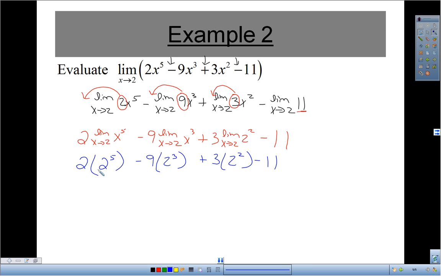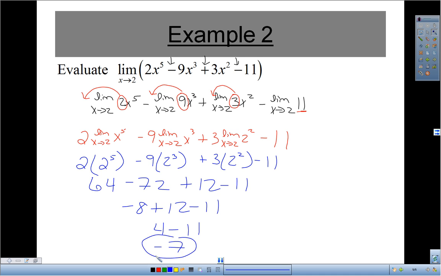2 to the 5th is 32, times 2 is 64. 2 to the 3rd is 8. 8 times 9 is negative 72. 2 to the 2nd is 4, times 3 is 12, minus 11. 64 minus 72 is negative 8, plus 12 is 4, minus 11 is negative 7.